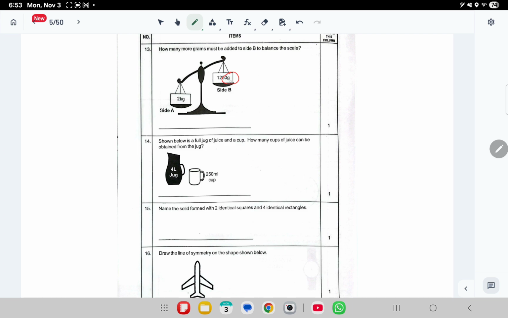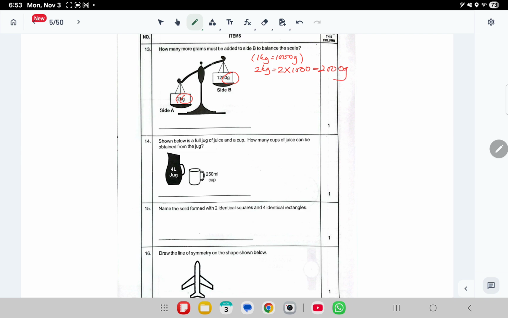Number 13, how many more grams must be added to side B to balance the scale? So we have grams and we have kilograms. So we need to work in the same units. So I'll change the kilograms to grams. We know that 1 kilogram is equal to 1,000 grams. So 2 kilograms is equal to 2 by 1,000, which is equal to 2,000 grams.